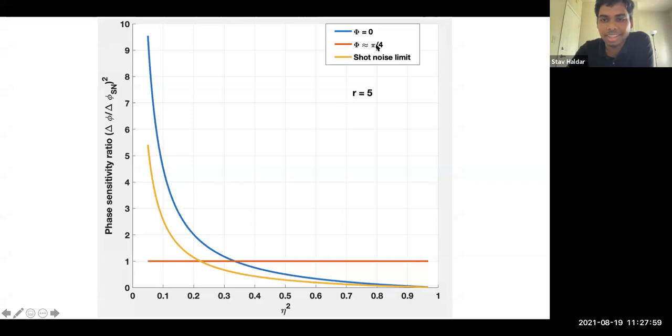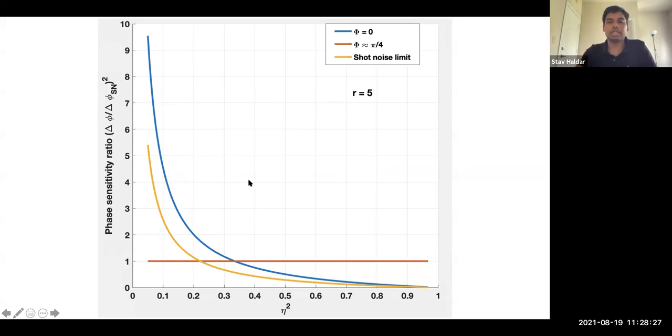On the legend I have a misprint. These two have to be swapped. So the yellow line is for phi equal to pi by 4, the blue is phi equal to 0, and the red one is the shot noise limit, which is 1. So here the intersection is around 1/3, whereas here the intersection is around 1/5, and that's what we expected to have.